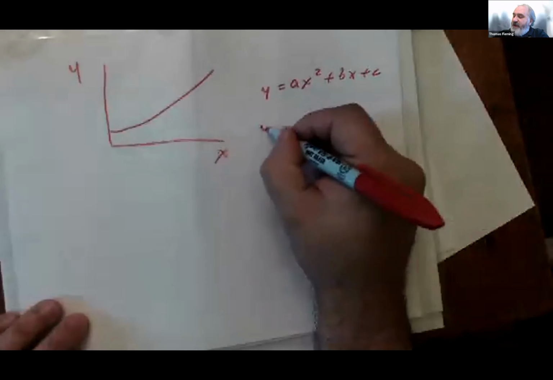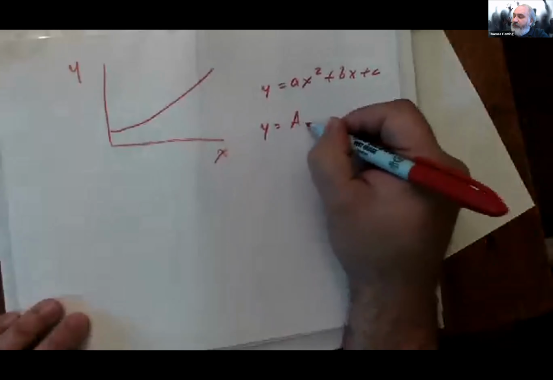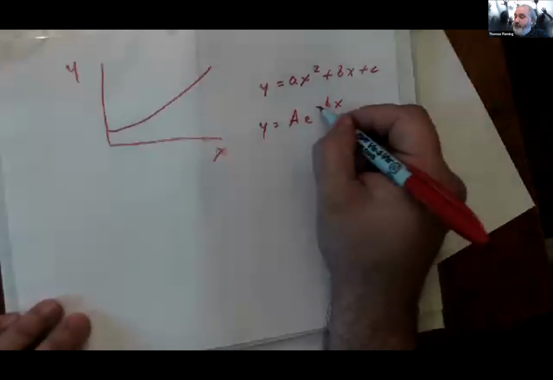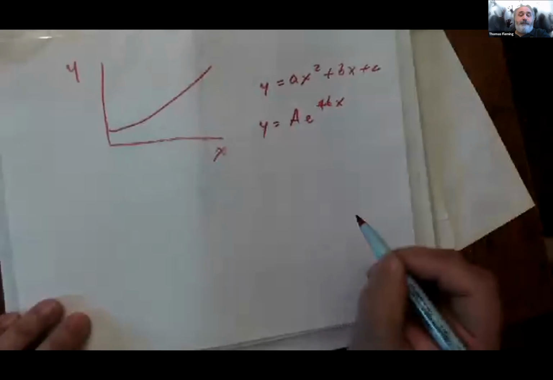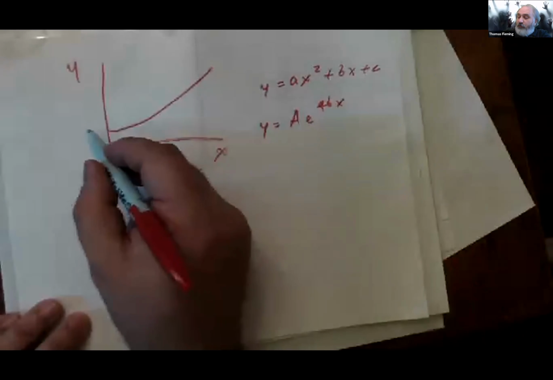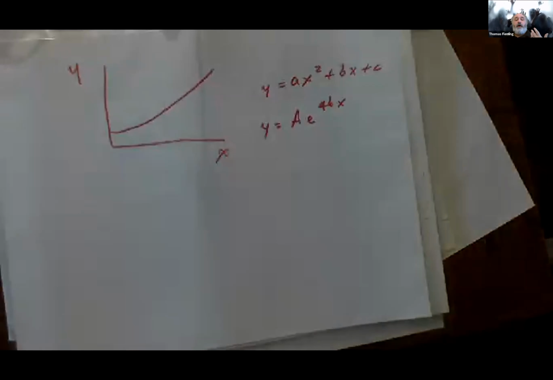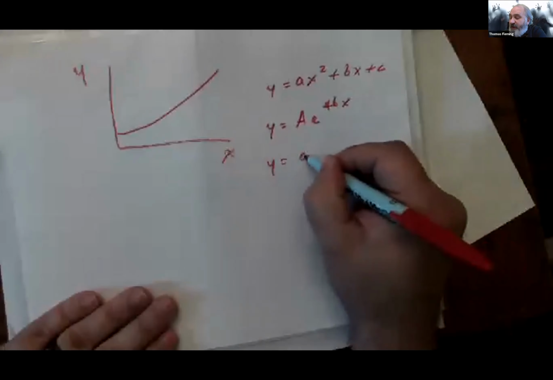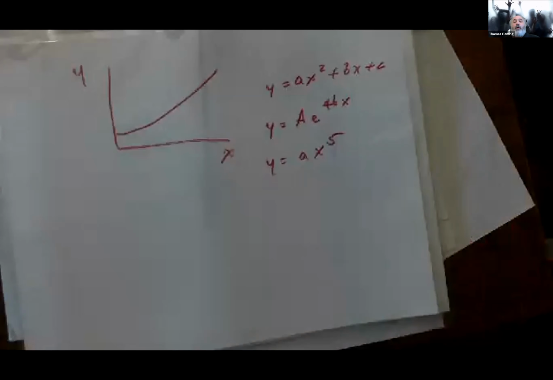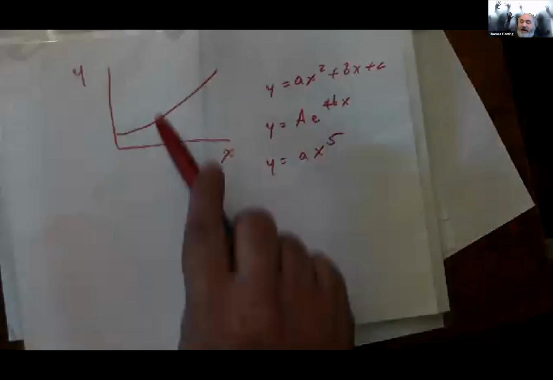But maybe instead it's y equals, well, sorry, that would be positive. So e to some kind of power of x that's positive, that could also be curvy like this. It could be any number of different things. It could be y equals a x to the 5th power for all I know. Any one of those could end up looking like this sort of graph.